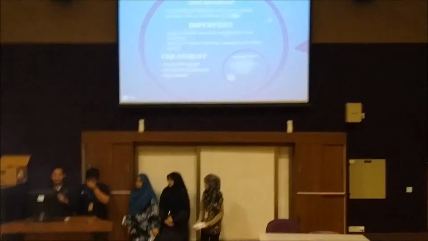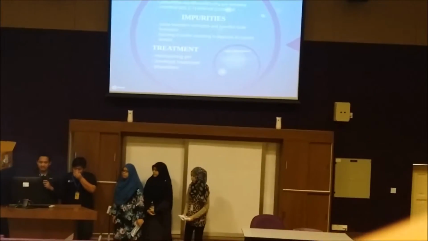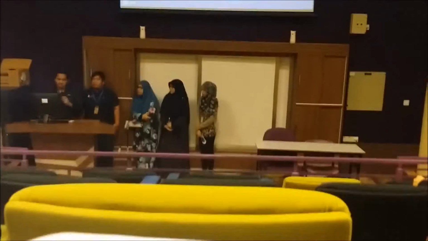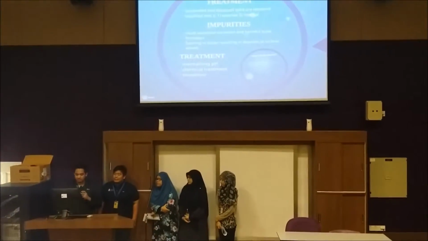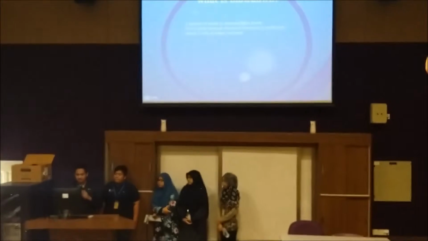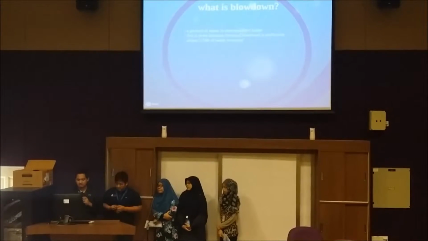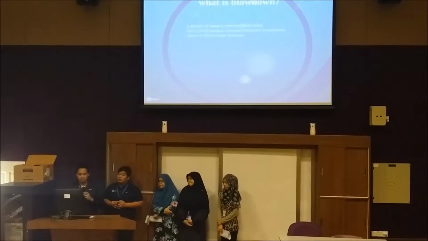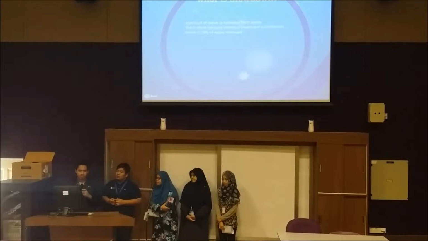What are impurities? Impurities cause excessive corrosion and harmful scale formation, also forming in the boiler, resulting in deposits at the turbine wheels. For treatment, we can maintain the pH, use chemical treatment, and blow down. What is blow down? Blow down is a portion of water removed from the boiler. This is done because chemical treatment is ineffective. About 5 to 10% of the water is removed.